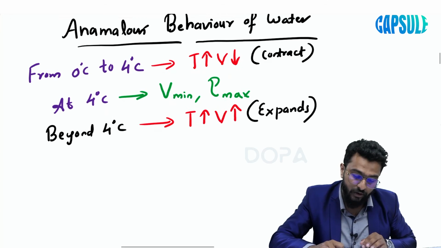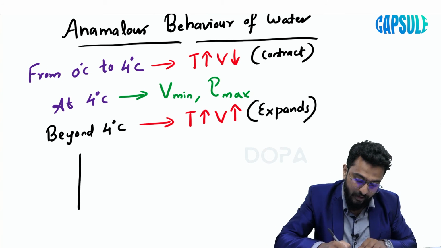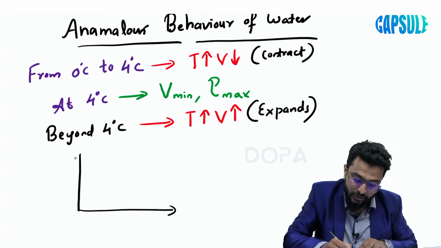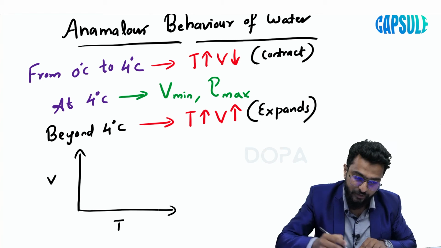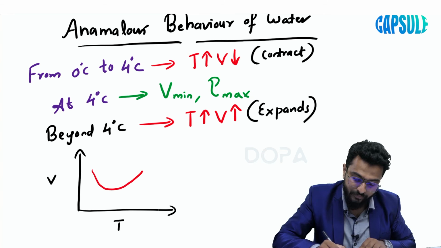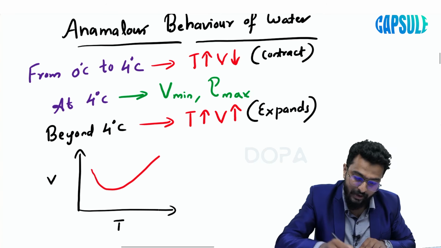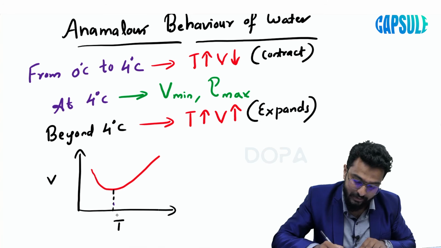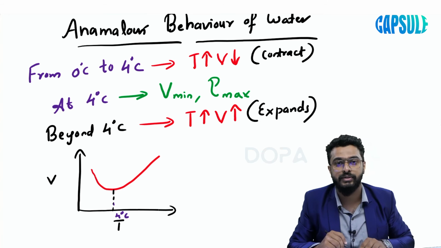Ready? And when we draw the graph of volume and temperature, it's also very easy. Volume and temperature graph. Here the graph should be like this. Look here. It should be like this. And here the volume will be minimum at 4 degrees Celsius.